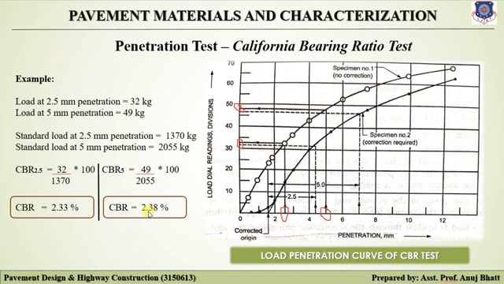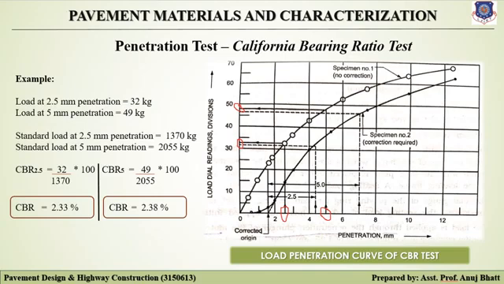So at this particular time the CBR test is to be repeated to verify the result. After verification, if you get the same value for the CBR, at that moment you have to consider the 5 mm penetration value as the final CBR value. So this is how we can get the final CBR values from the load penetration curve.